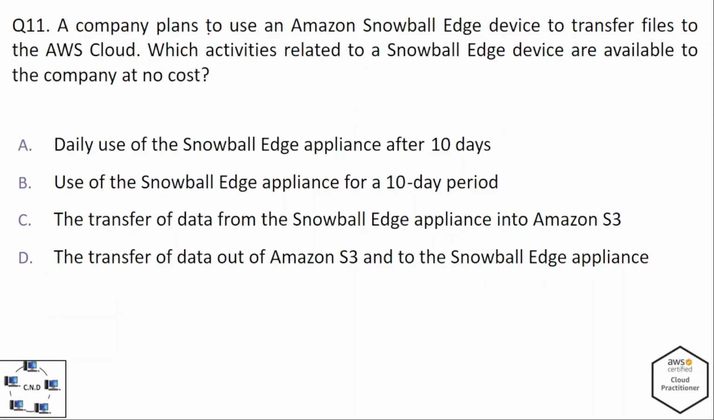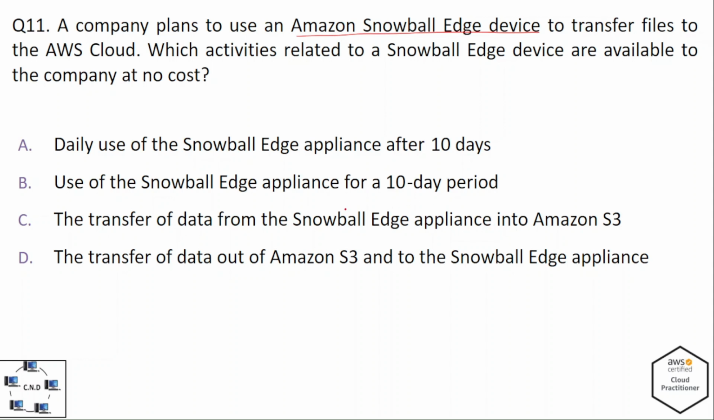Question number 11 is that a company plans to use an Amazon Snowball Edge device to transfer files to the AWS cloud. Which activities related to a Snowball Edge device are available to the company at no cost? And the options are A. Daily use of the Snowball Edge appliance for 10 days. B. Use of the Snowball Edge appliance for a 10-day period. C. The transfer of data from the Snowball Edge appliance into Amazon S3. And D. The transfer of data out of Amazon S3 and to the Snowball Edge appliance.